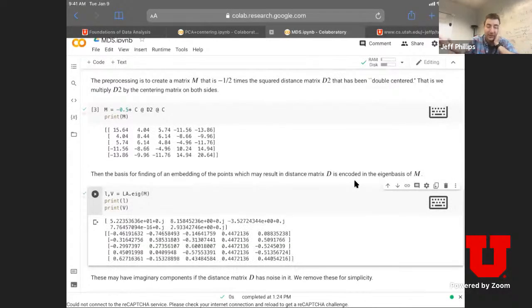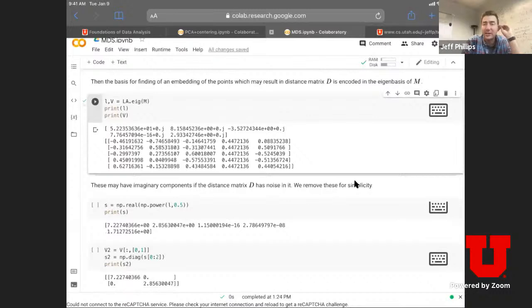eigendecomposition, right? The eigendecomposition gives me L, which is the eigenvalues, starting at about 52, about 8.1, and then they start getting strange. They start getting negative after that. Okay, so we'll use the top 2, right? And there's also these imaginary parts.